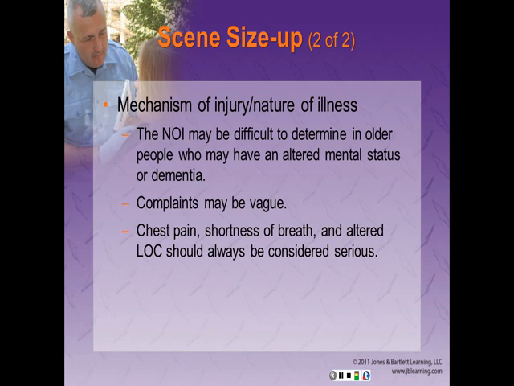The nature of illness may be difficult to determine in older people who may have an altered mental status or dementia. You must ask the family member, caregiver, or bystander why they called. Multiple and chronic disease processes may also complicate the determination of the nature of the illness. Complaints from an elderly person may be vague, and chest pain, shortness of breath, or an altered level of consciousness should always be considered serious.